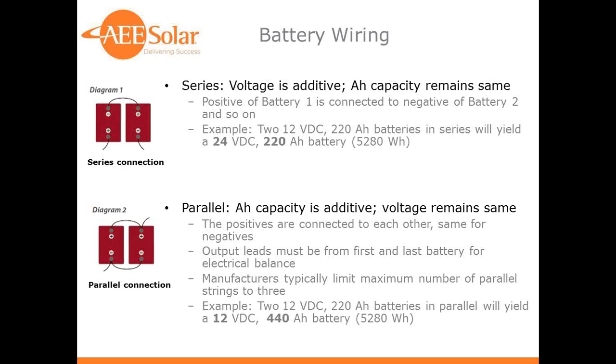In a series string, essentially, if you have one string of batteries, the positive comes out of one end, the negative comes out of the other, and the electrical path has to travel through all the batteries, so there's no imbalances at that point.